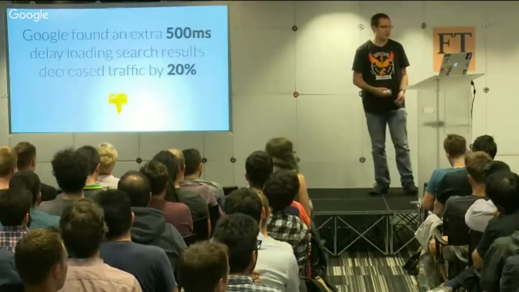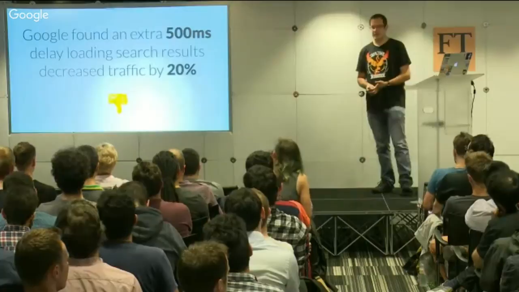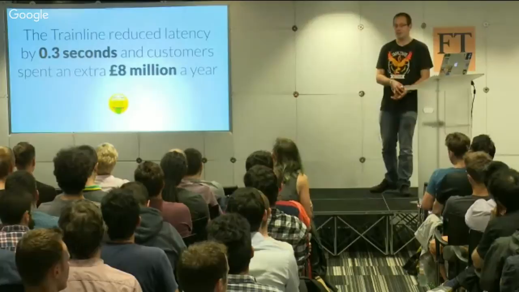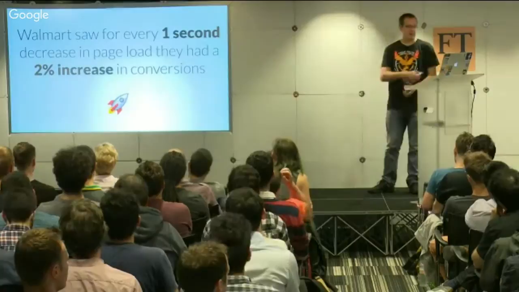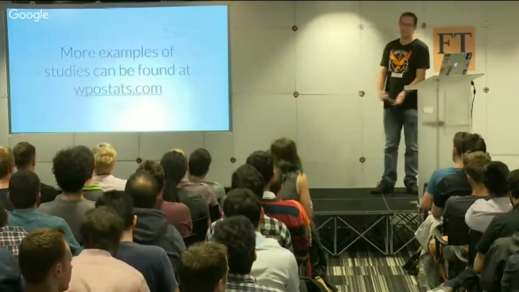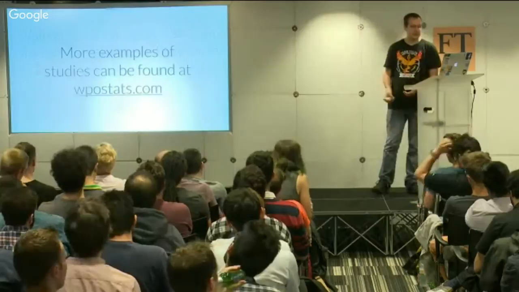Google found an extra 500 milliseconds delay in loading search results decreased traffic by 20%. So again, that's 20% less adverts they can show you. Trainline reduced latency by 0.3 seconds, and customers spent an extra £8 million a year. And Walmart saw that for every 1 second decrease in page load, they had a 2% increase in conversions. So these are all really good case studies that you can show to your stakeholders to explain the importance of performance. If you want to keep getting more up-to-date examples, you can use WPOstats.com. This is a great site for keeping up to date with the latest performance studies, which is good for increasing awareness within your business.